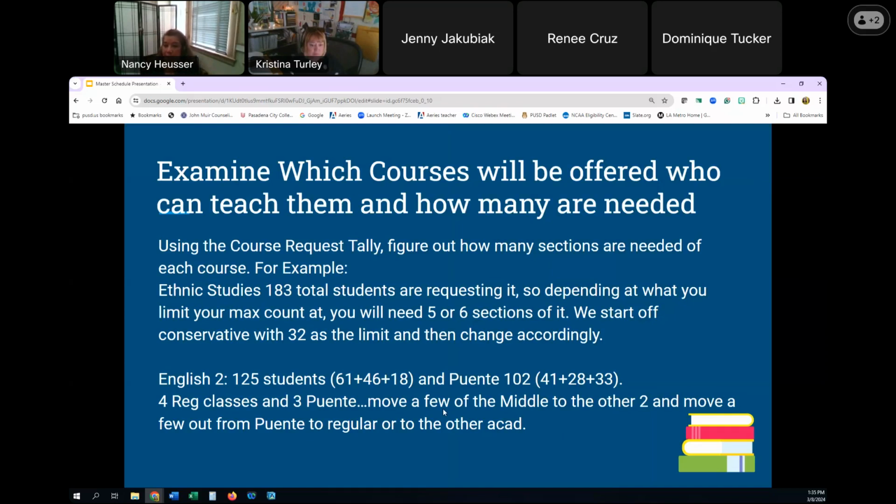And then same with Puente, like we had 102 students. Well, that was 41 in one, 28 in another, and 33 in another. And you're going to have to move around some kids because that class of 41, that's too many. So that was 41 in the Arts Academy. Well, maybe 4 of them will have to go over to that 28 number, right? Or maybe one of them will not be in Puente. You're going to have to make those decisions.